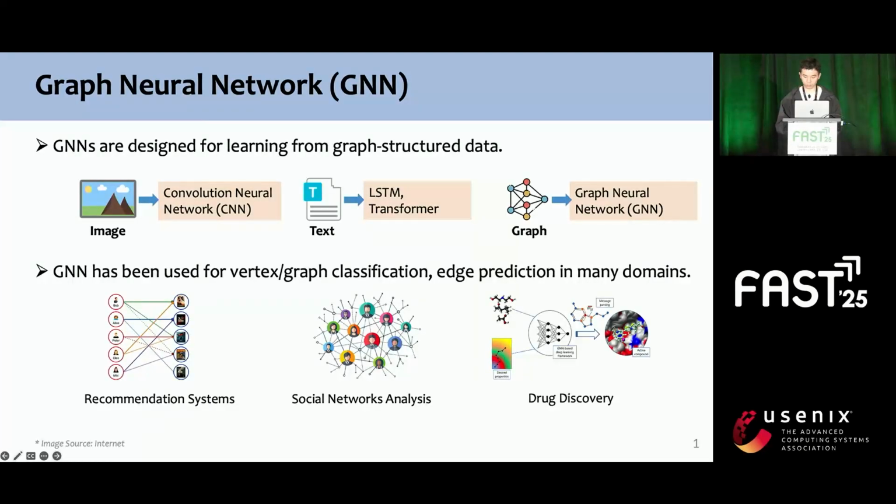Unlike other neural network models, GNNs are specifically designed for training and inference on graph data. In our daily life, relationships between people or between people and products can all be abstracted into graphs. As a result, GNNs are widely used in recommendation systems, social network analysis, and other fields.